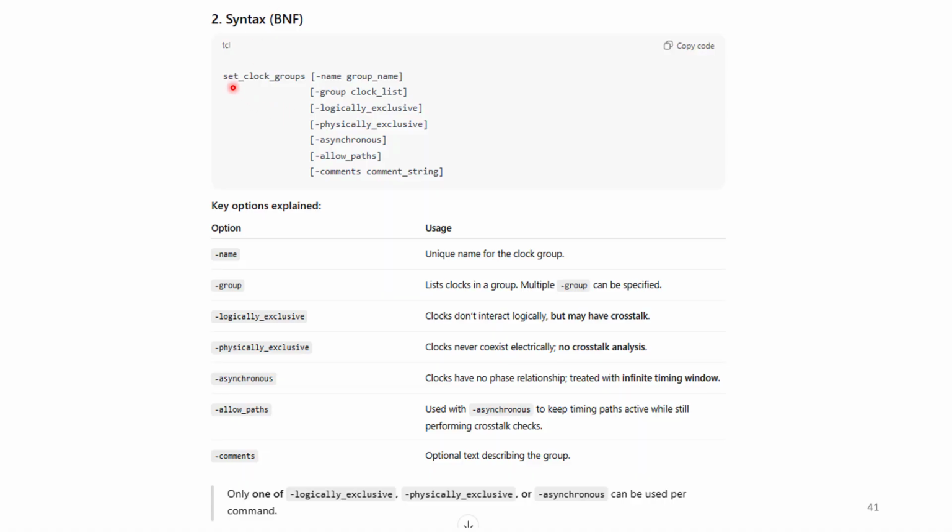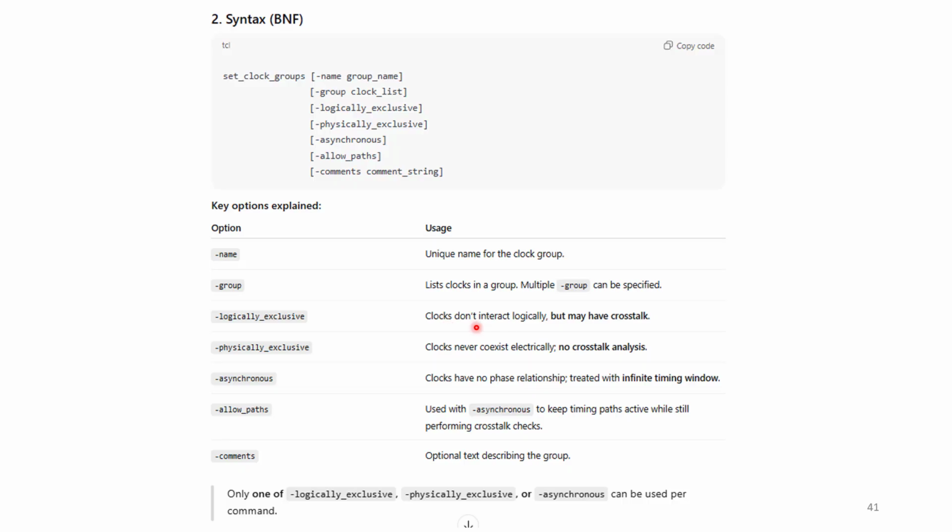This is the syntax: set_clock_groups, -name with some group name we have to give, and -group with a clock list. We have to tell whether it is logically exclusive or physically exclusive, and if they are asynchronous we need to use this particular switch, plus -allow_paths and -comment. -name is a unique name for the clock group. In order to give a name to the clock group, you have to use the switch -name. Coming to -group, it lists the clocks in a group. Multiple -group options can be specified.